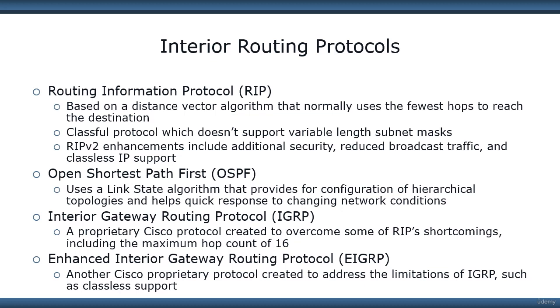IGRP and EIGRP. IGRP was a proprietary Cisco protocol that was created to overcome some of RIP's shortcomings. EIGRP was the second version of the Cisco proprietary protocol that addresses the limitations of IGRP, like adding support for classless and adding support for quality of service and adding support for security, etc. Okay, but those are some of the basic routing protocols you can run into.